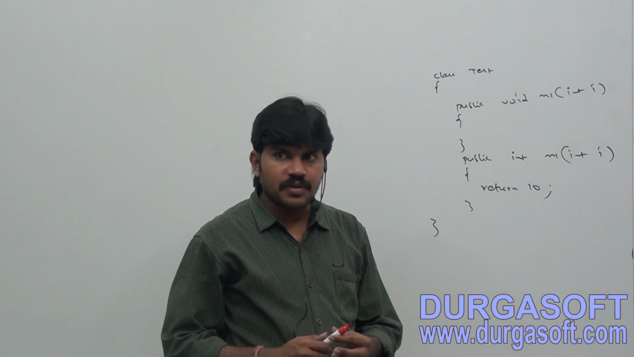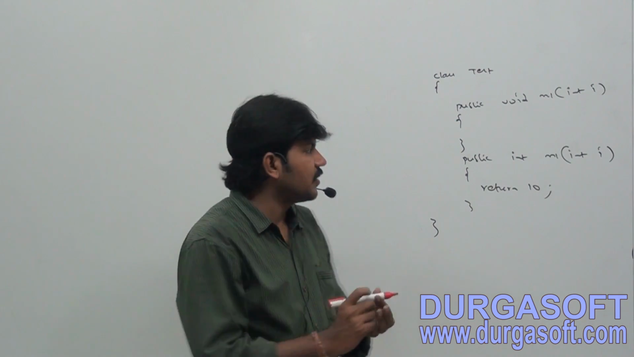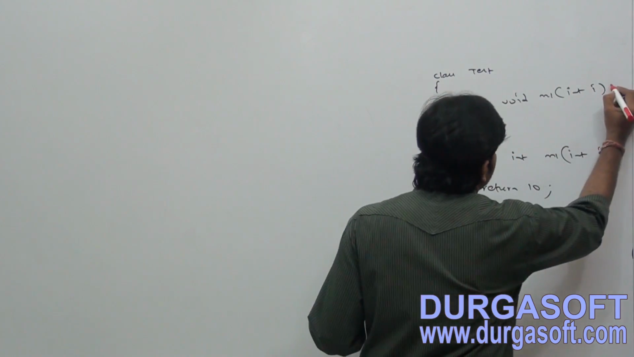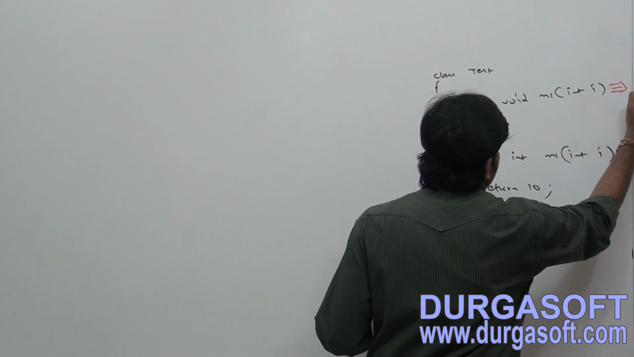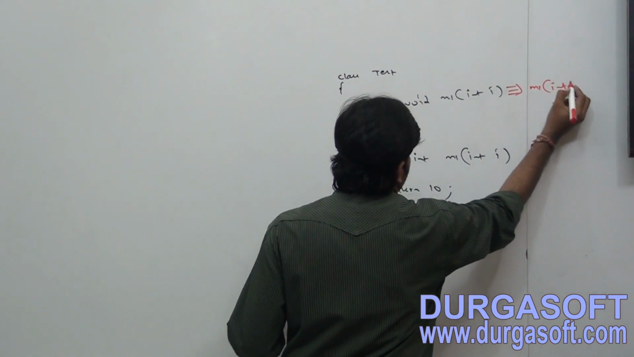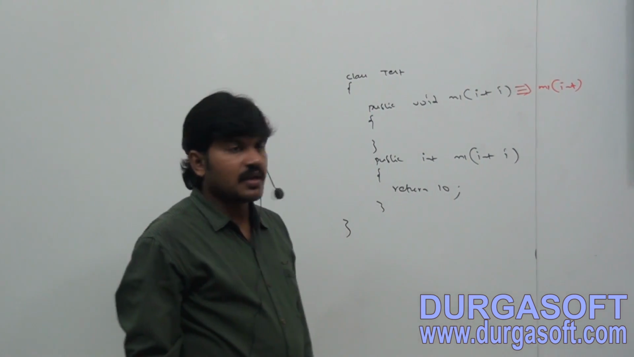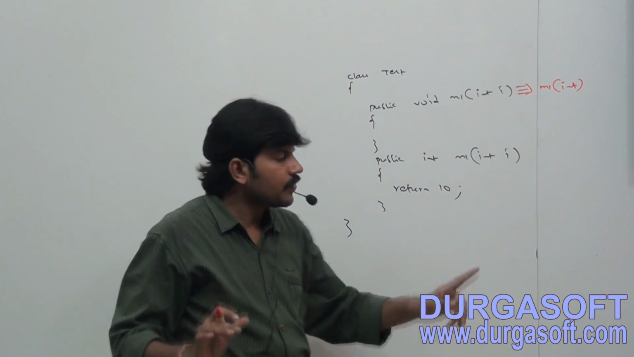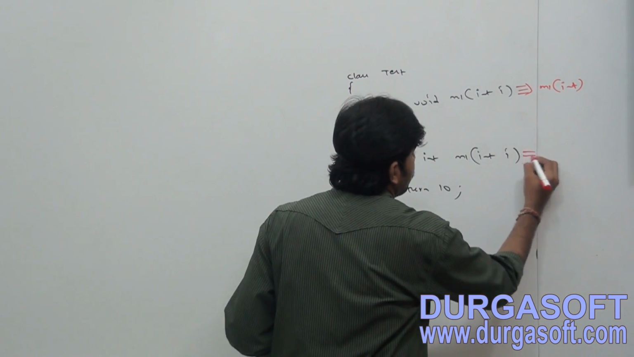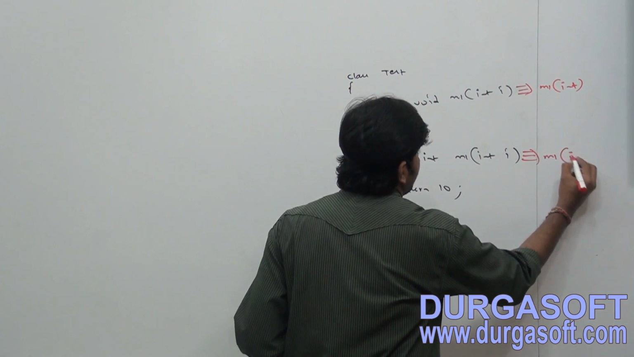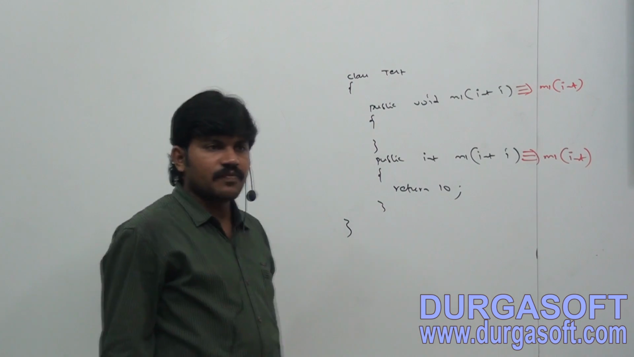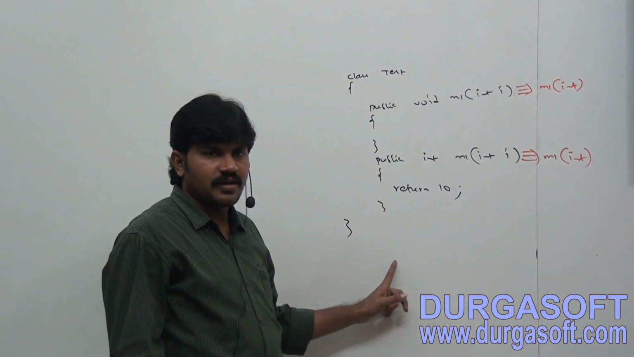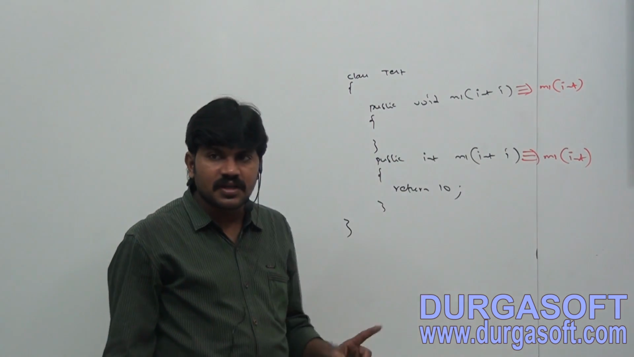Invalid. We are going to get a compile-time error. What is the reason for that? Sir, here, what is the signature of this method? m1(int). Sir, method name and arguments. Return type is not part of the method signature, you know. What is the signature of this method? m1(int). Sir, within a class, two methods with the same signature are not allowed.